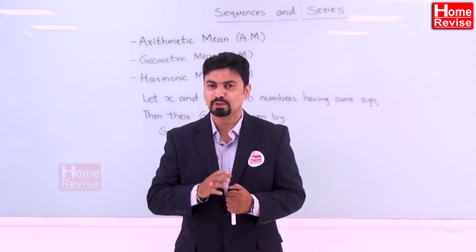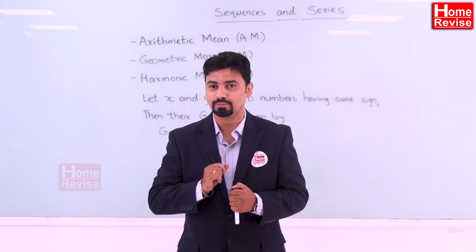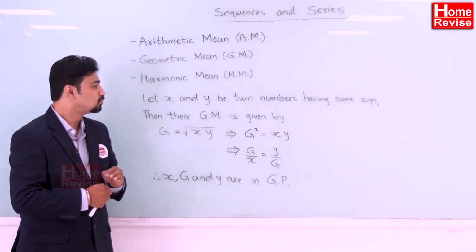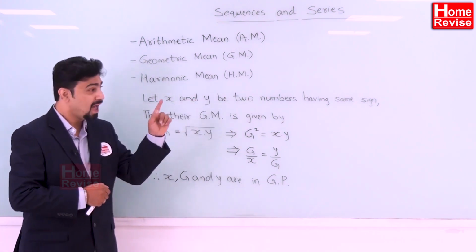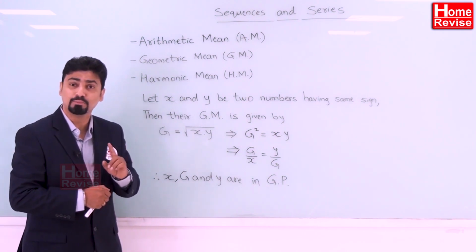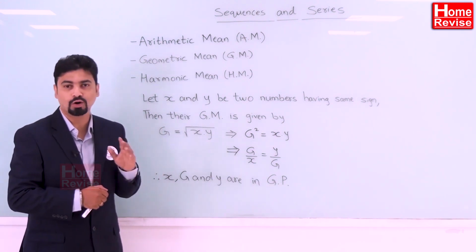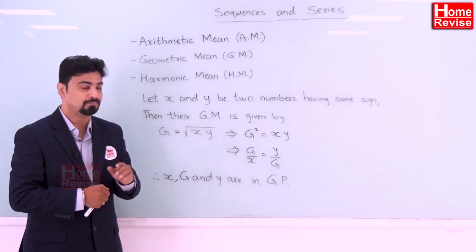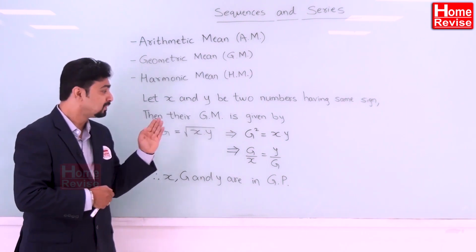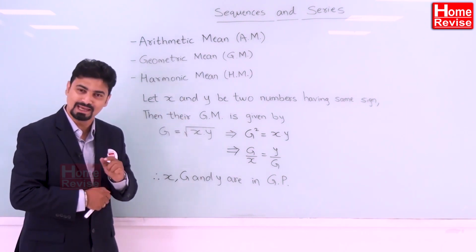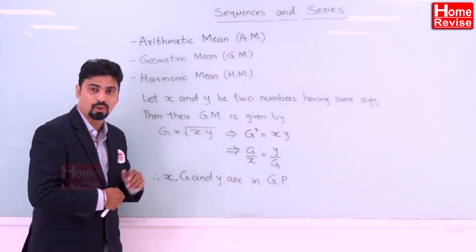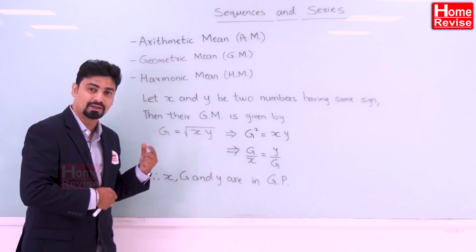The next mean that we are going to understand is the geometric mean. Let us understand this concept by considering two numbers. Let us say x and y are two numbers having the same sign. When I say having the same sign, it means that either both x and y are positive or both x and y are negative. Then, in such a circumstance, their GM or geometric mean is given by g = √(xy). So this is how we define the geometric mean.